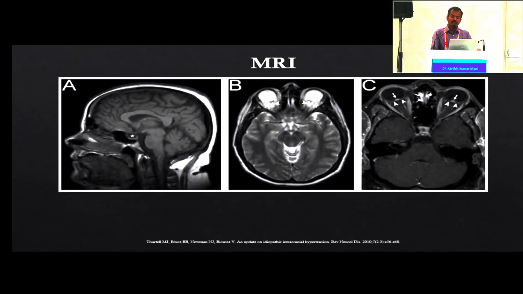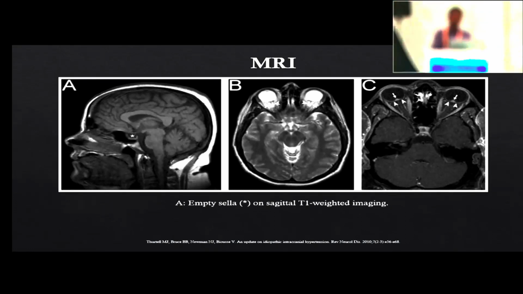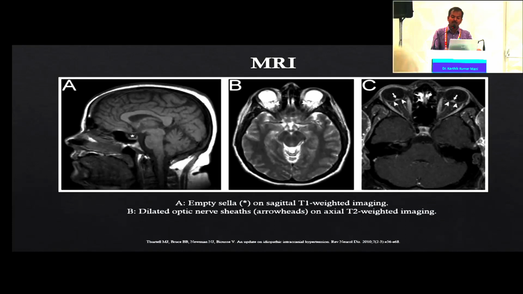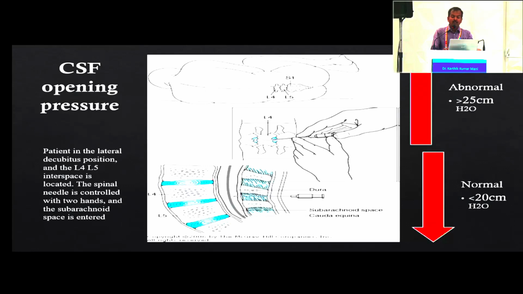So classically MRI with MRV are used for diagnosis and follow-up of IIH patients. Findings such as empty sella, optic nerve tortuosity with distension of optic nerve sheath, posterior globe flattening, venous sinus stenosis are found to be helpful in diagnosing the condition. In lumbar puncture, opening pressure of 25 centimeters or more with the normal CSF composition confirms the diagnosis of IIH.